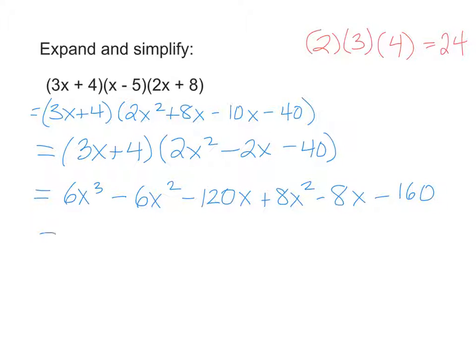Last step, combine like terms, 6x cubed. And then I have a negative 6x squared and an 8x squared, which gives me 2x squared. And I have a negative 120x and a negative 8x. So that gives me negative 128x and minus 160.